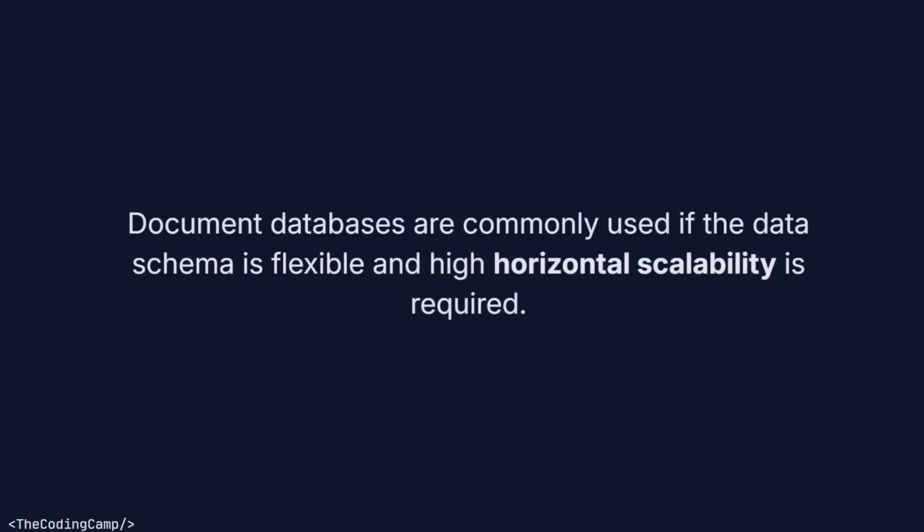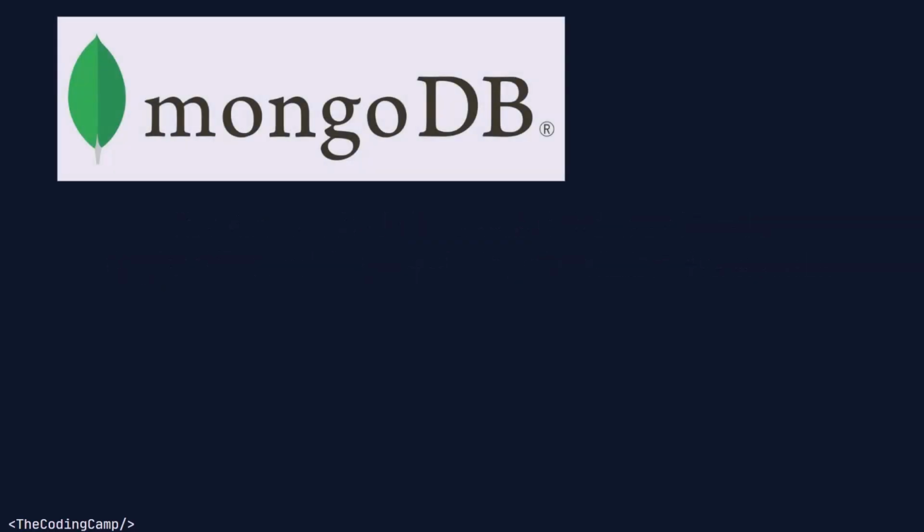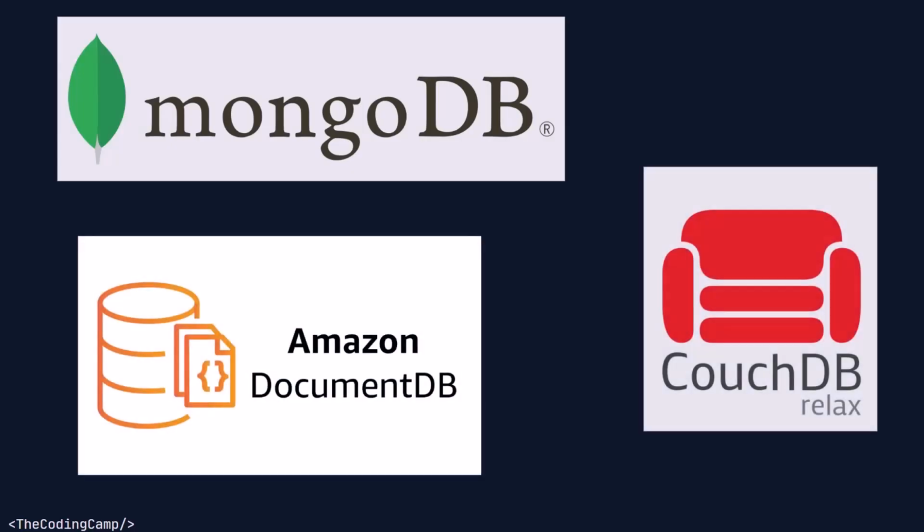Document databases are commonly used if the data schema is flexible and high horizontal scalability is required. The drawback of document databases is data duplication and the complexity of updating documents. Some popular document databases are MongoDB, CouchDB, and AWS DocumentDB.